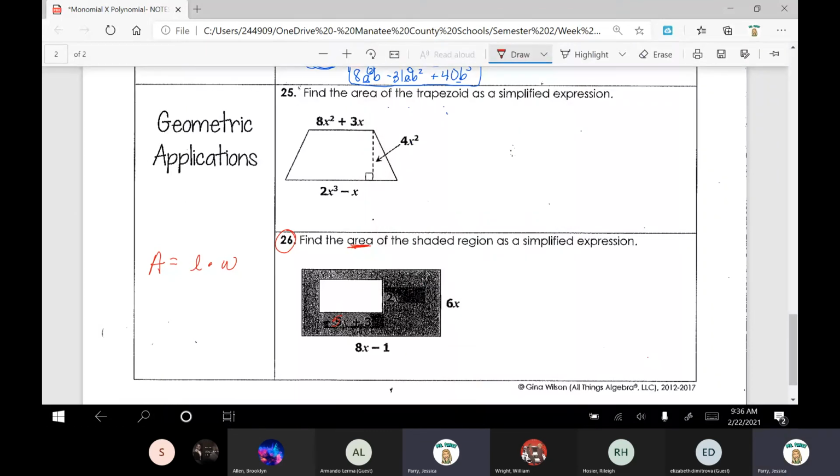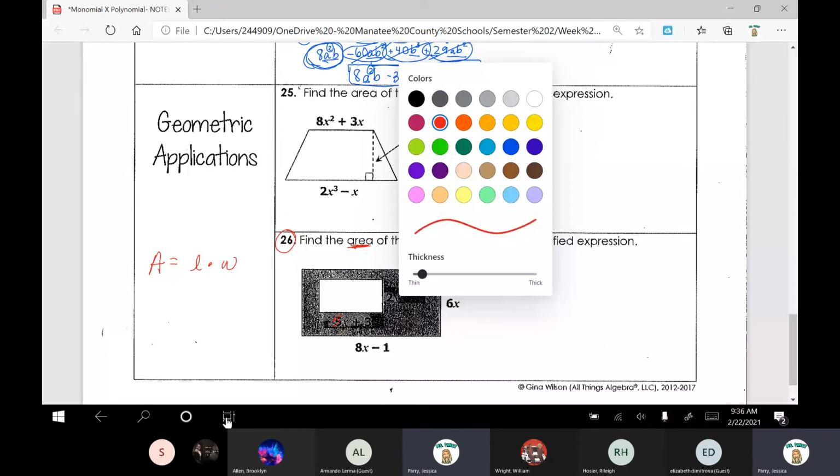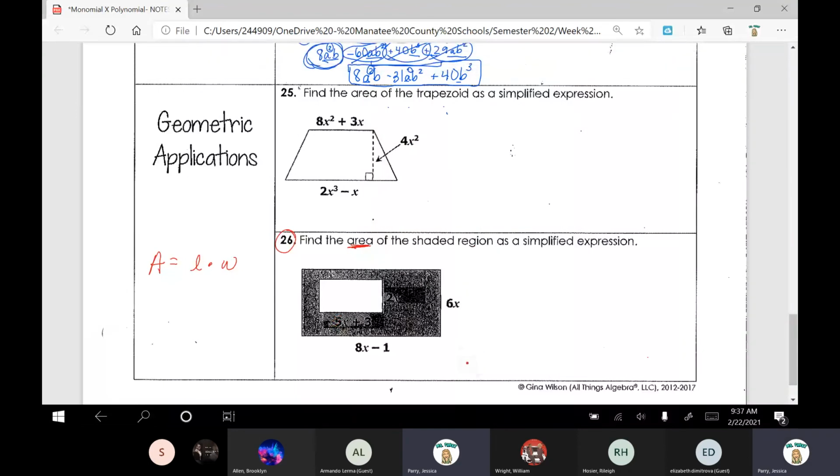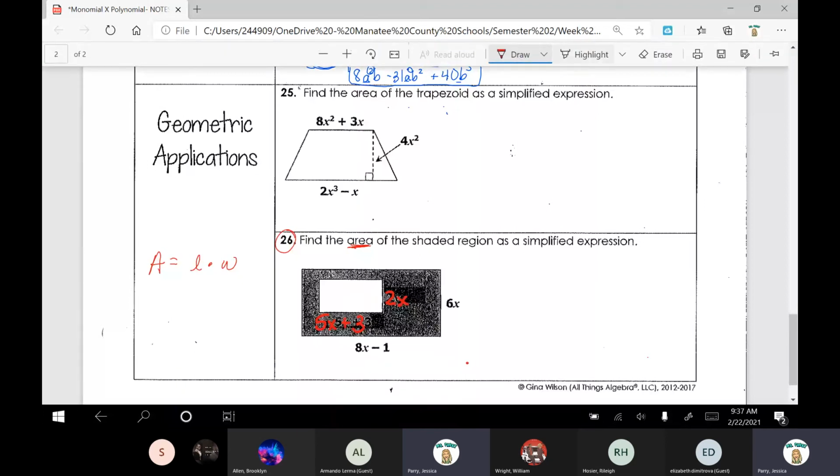Maybe a bolder pen so you guys can see it there. So this one is 5x plus 3, 5x plus 3, and this one is 2x. That is the box inside. Yep, and you can see the rest: 8x minus 1, 6x. Perfect. Okay.